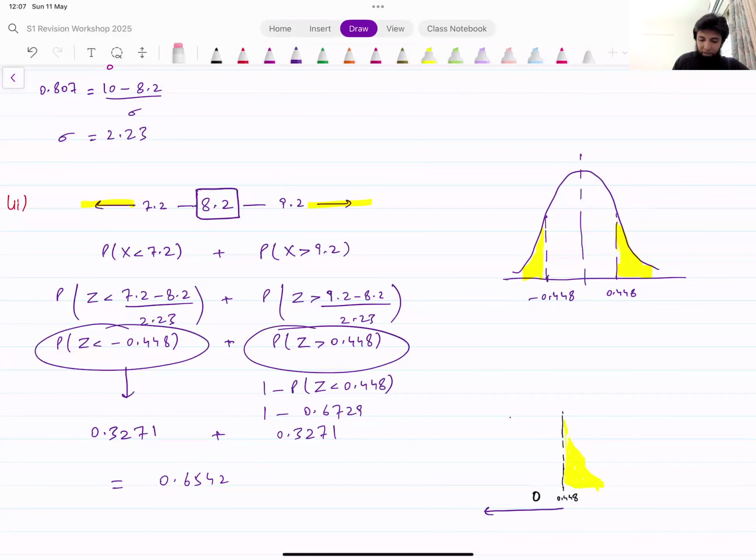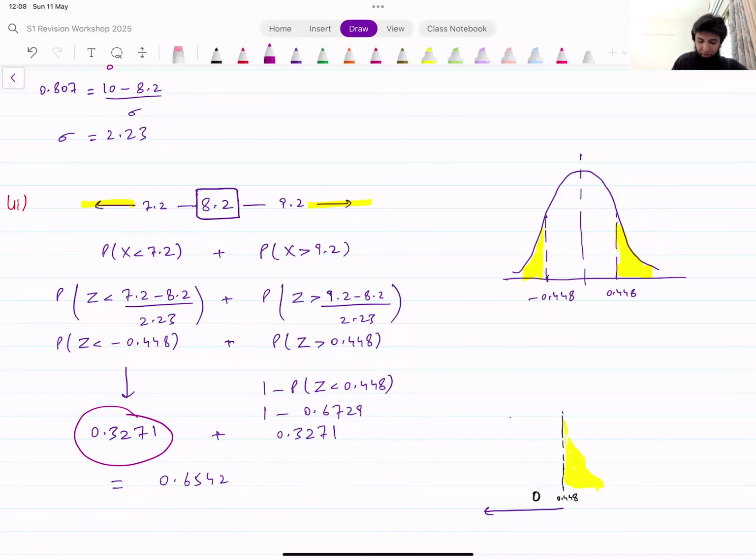Now, if you think about it, these are both the same, right? Because the curve is symmetric, this area and this area, they're both the same. So we can just try and find one of them. Finding it for the positive value, it's easier. You just do that calculation, and then you say the other one is also going to be the same because of the symmetry of the curve, and that gives you the final probability.